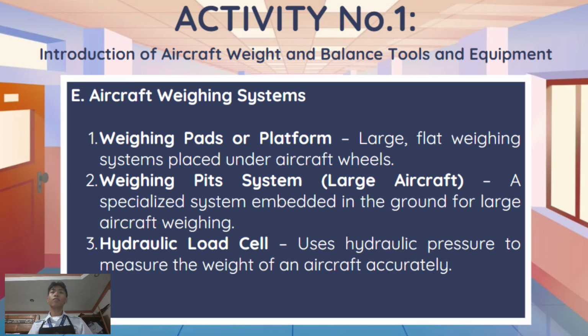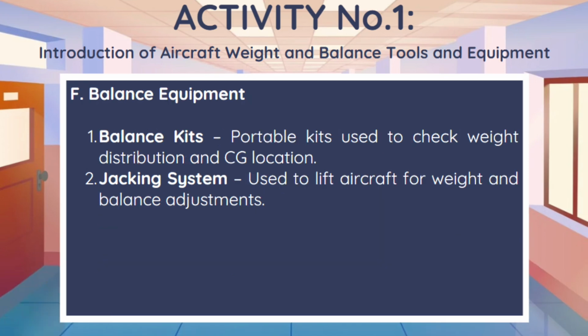E. Aircraft weighing systems. 1. Weighing pads or platforms. Large flat weighing systems placed under aircraft wheels. 2. Weighing pit system for large aircraft. A specialized system embedded in the ground for large aircraft weighing. 3. Hydraulic load cell. Uses hydraulic pressure to measure the weight of an aircraft accurately.